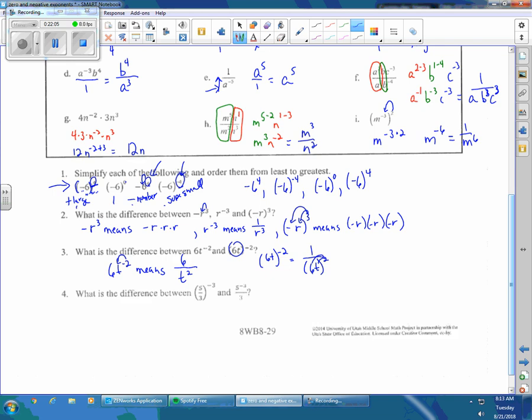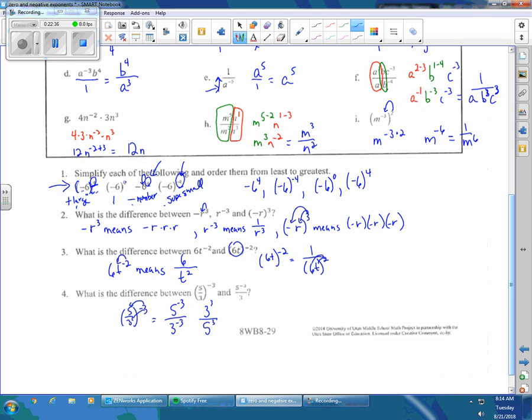Number 4, ooh, this is a good one. 5 over 3 to the negative third. That means the negative 3 is going to hit the 5, and it's going to hit the 3. So I could rewrite this as 5 to the negative third over 3 to the negative third, and since they both have negative exponents, they're going to flip spaces. So this would be, I'm sorry, 3 to the third over 5 to the third.